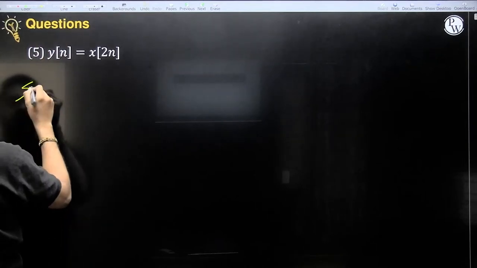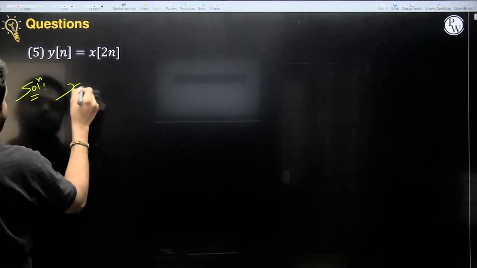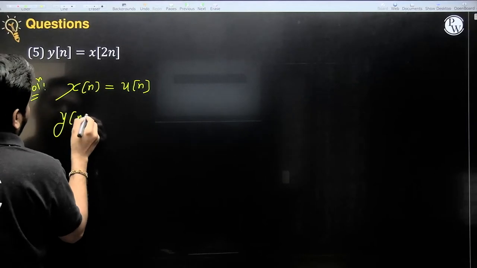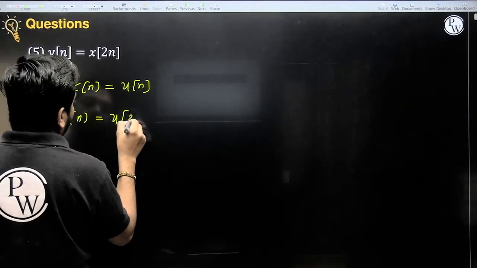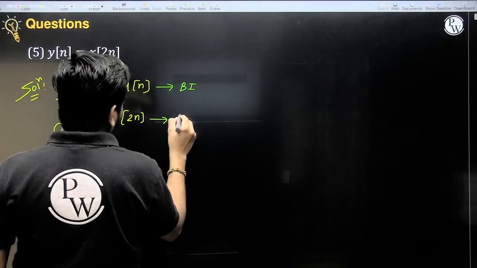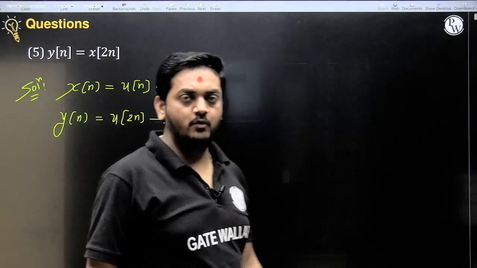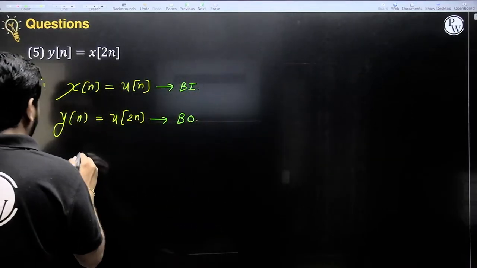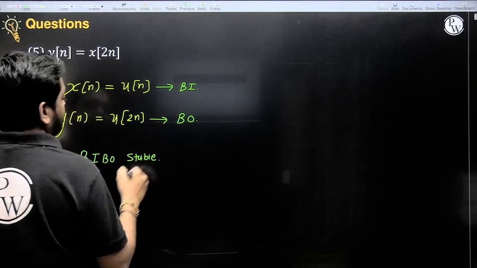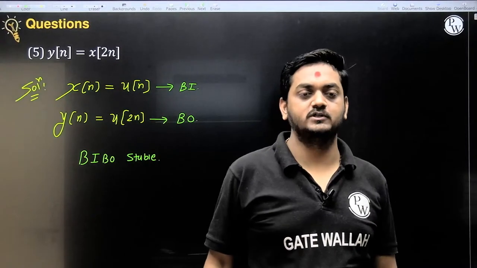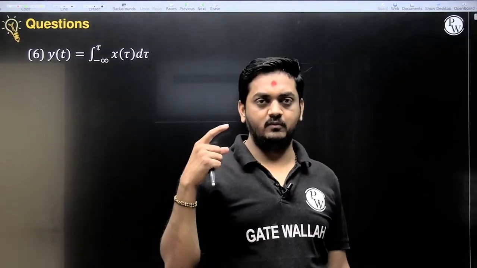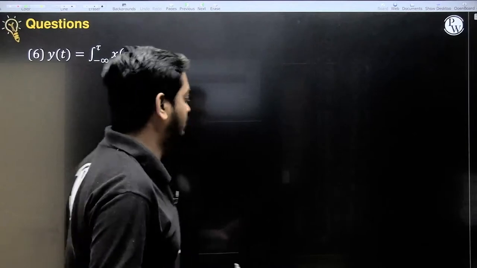Now for x of 2n, again we can see that for a bounded input we get a bounded output. Then y of n will be bounded as well. For bounded input, we are getting bounded output. That's why the given system is a BIBO system, bounded input, bounded output, stable. Integration, of course, as summation from minus infinity to n, is an unstable system; here integration is also an unstable system.